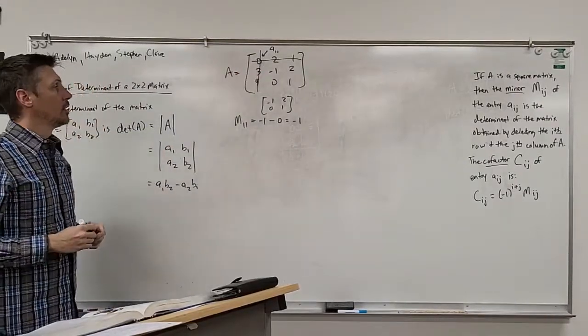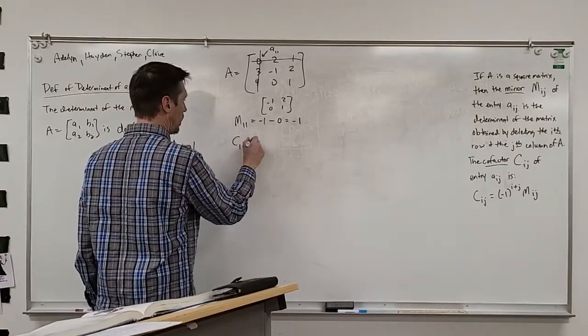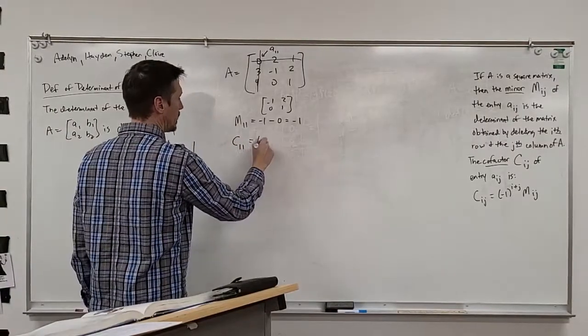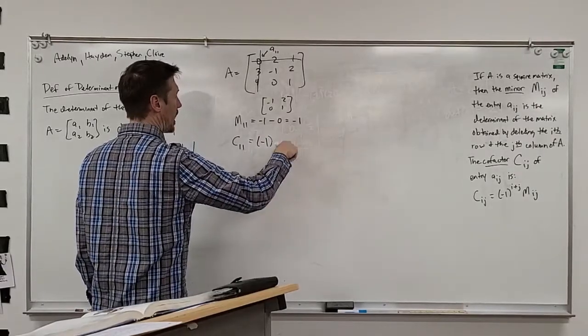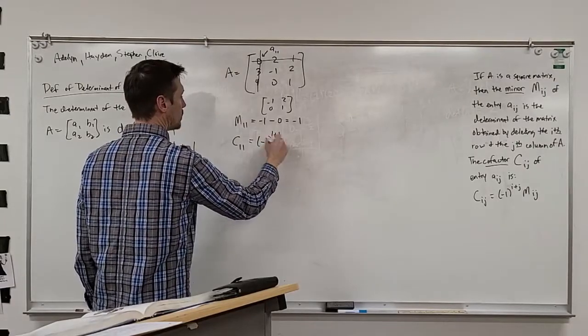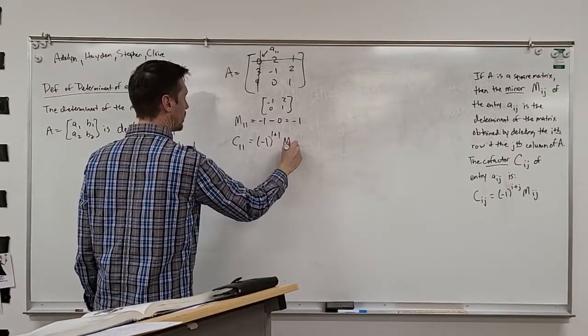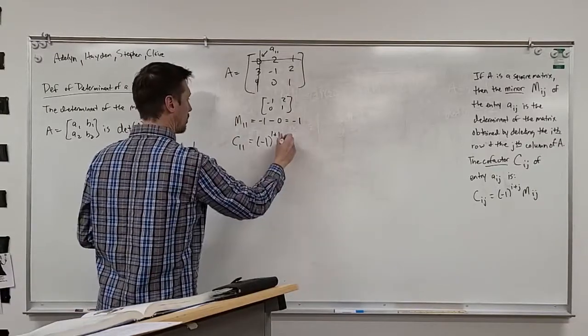Alright? And so what is the cofactor that corresponds to that entry? So C11, like we said here, is going to be -1 to the power of i plus j, which in our case is 1 plus 1, times whatever we found for the minor, which is M11, which we determined was -1.